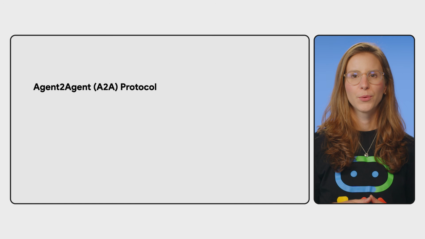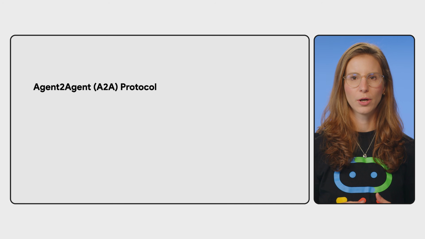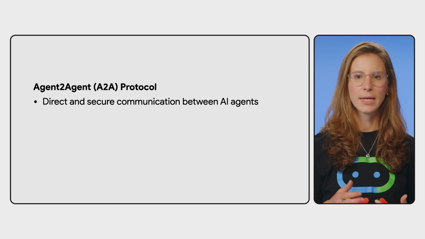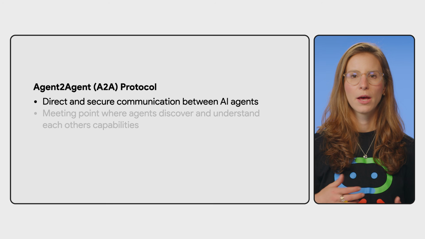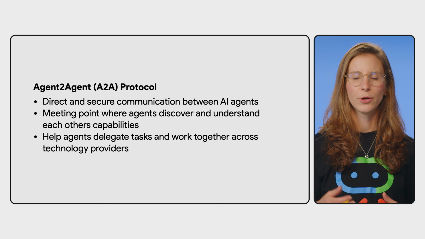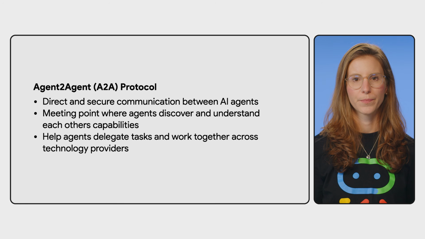And finally, we'll use the Agent-to-Agent Protocol, or A2A. Once our agent is built, A2A provides a common language that allows it to communicate and collaborate with other agents, no matter who built them, where they are hosted, or what framework or programming language they use.